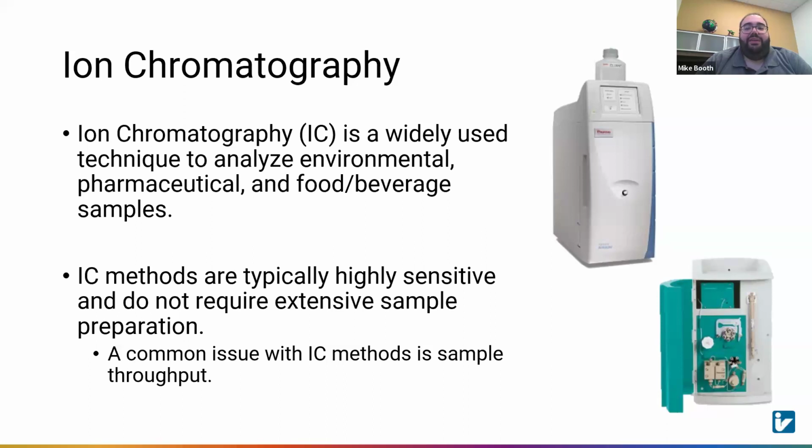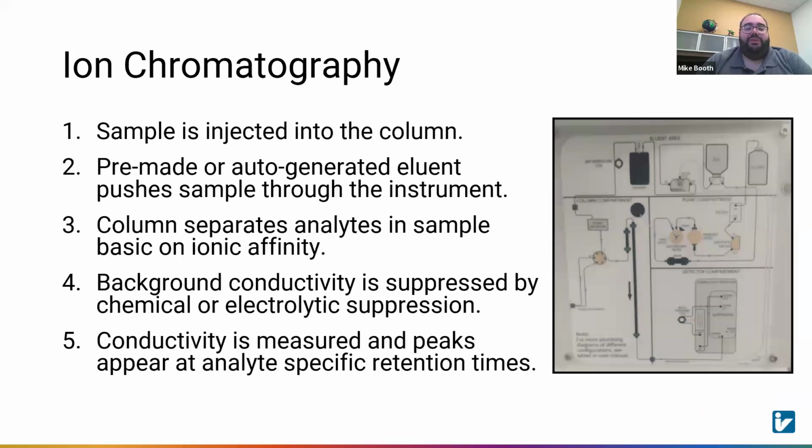It can take anywhere from 10 to 20 minutes, and sometimes much longer than that, to run a single sample. So sample throughput is always an issue with ion chromatography. The way these instruments work, there are lots of instrument manufacturers. They all do a great job, and I'm going to sing their praises a little bit later in this presentation. They all basically work the same.